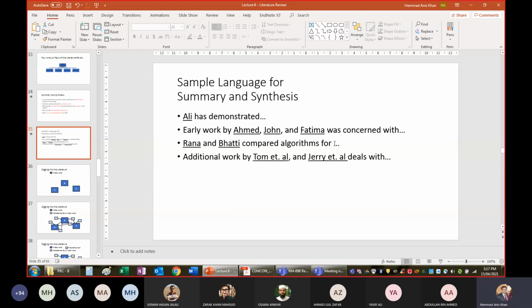to highlight or summarize the work of anyone. Okay? You generally add et al. when the authors are more than two. When there are only two authors, you just write Rana and Bhatti. If there is only one author, Ali has been. When there are three or four or five or 10 authors, then you just write the first author name and you write et al.